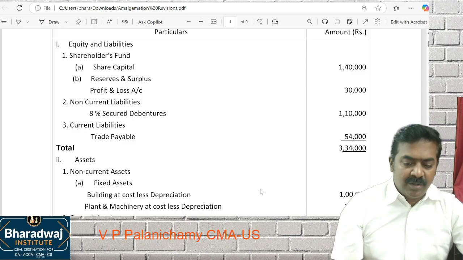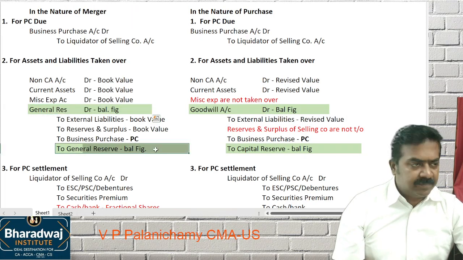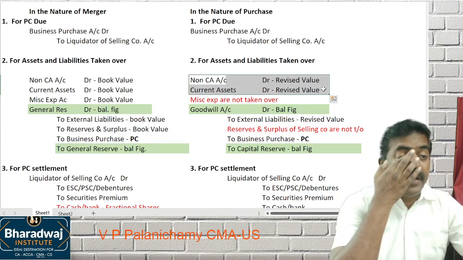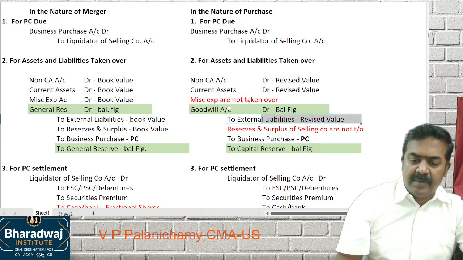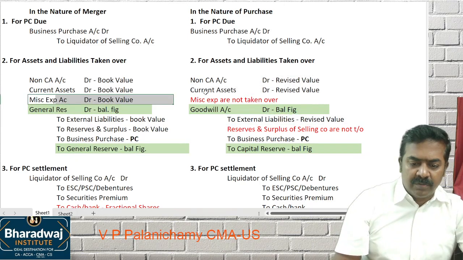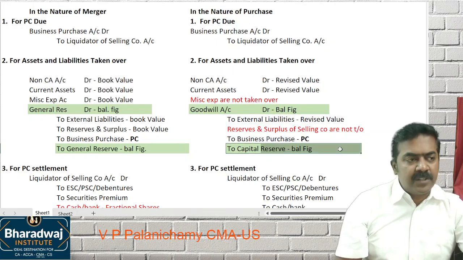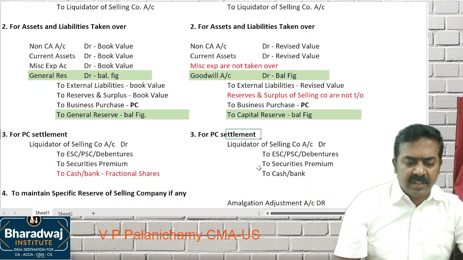But in case of purchase, we will take over assets at what value? Absorption, revised value. Then only external liabilities will be taken over. Don't take over which one? Miscellaneous expenses. Reserves and surplus of the selling company will not be taken over. Capital reserve or goodwill will become the balancing figure. Then settlement of purchase consideration, the same entry will come: liquidator of selling company account debited to whatever is given.